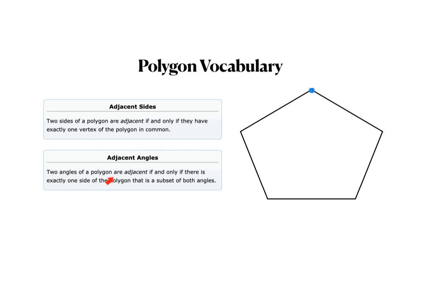We also have adjacent angles in every polygon. Two angles of a polygon are adjacent if and only if there is exactly one side of the polygon that is a subset of both angles. So in this case, if you look at this angle here and this angle here, they're adjacent. Sometimes in traditional textbooks, they refer to those types of angles as consecutive.